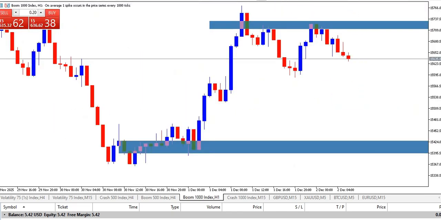Now on the H1, you can see the market still showing a sign of loss of momentum. But you can see this rejection after touching this trend line, and of course we can see the market going on the bearish side.